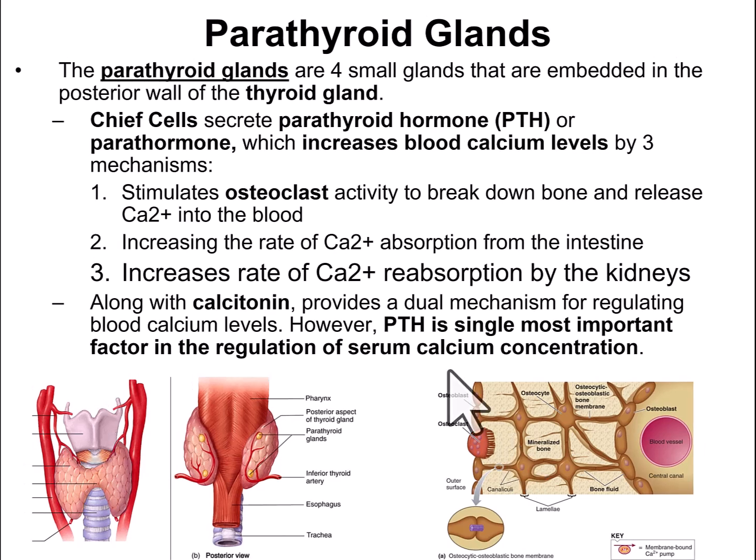The second way the parathyroid hormones work is they increase the rate of calcium absorption in the intestines, thereby absorbing more calcium to raise blood calcium levels. And the third way increases the rate of calcium reabsorption by the kidneys, so you lose less calcium in the urine, you reabsorb it back into the bloodstream. And along with calcitonin, provides a dual mechanism for regulating blood calcium levels. However, parathyroid hormone is the single most important factor in the regulation of serum calcium concentrations, more so than calcitonin.